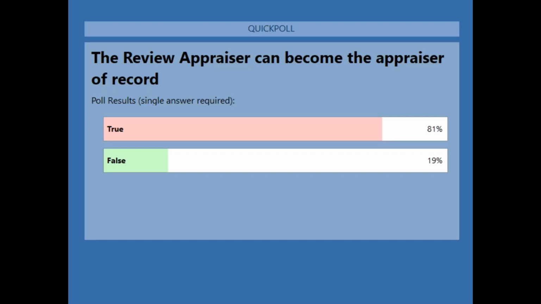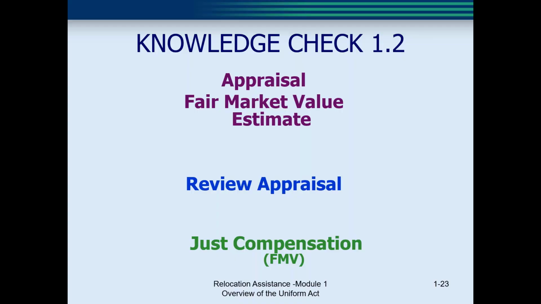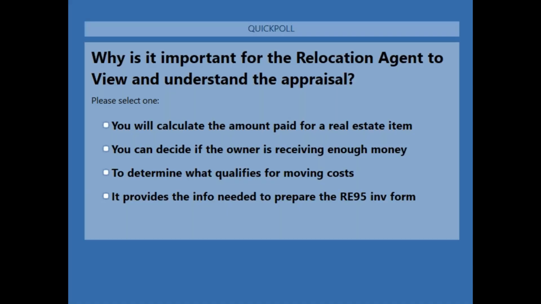Okay, so you guys did really great. The review appraiser can become the appraiser of record if he feels that he cannot recommend that appraisal. He can make his own changes and become the appraiser of record. Okay, let's go to question number 3. Why is it important for the relocation agent to view and understand the appraisal?